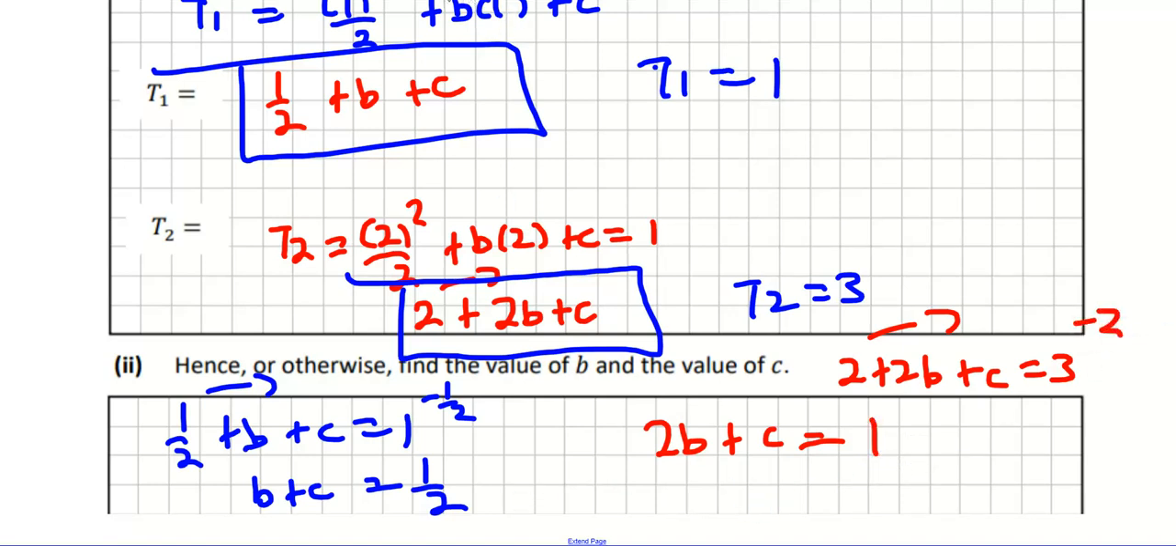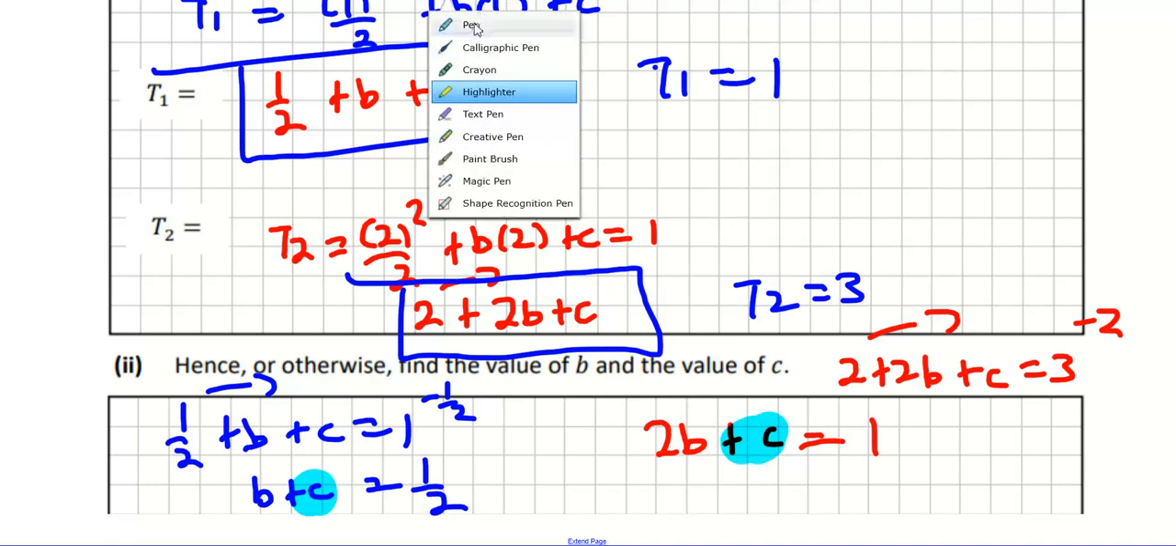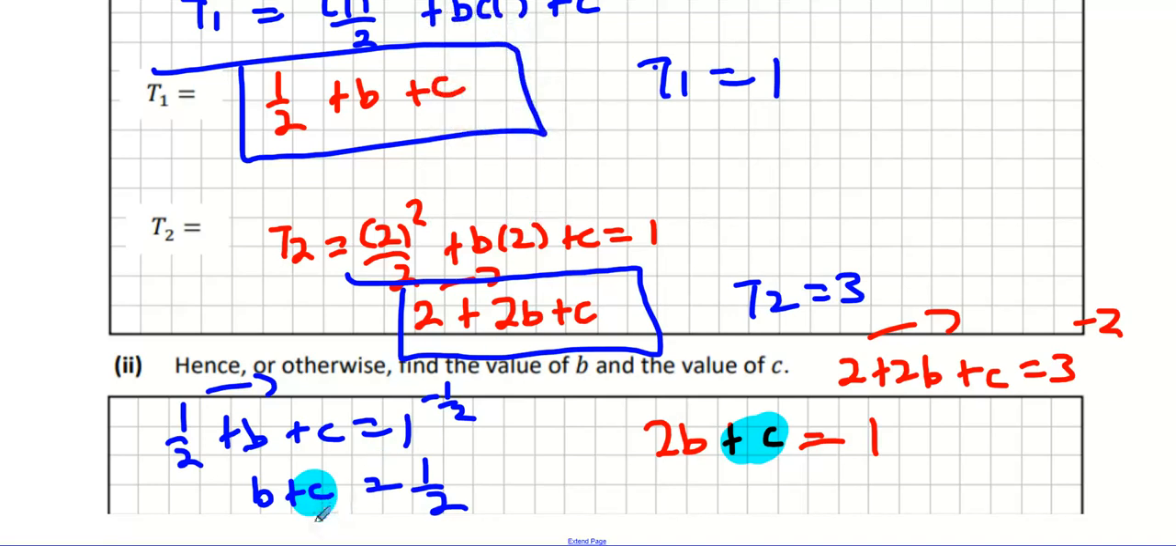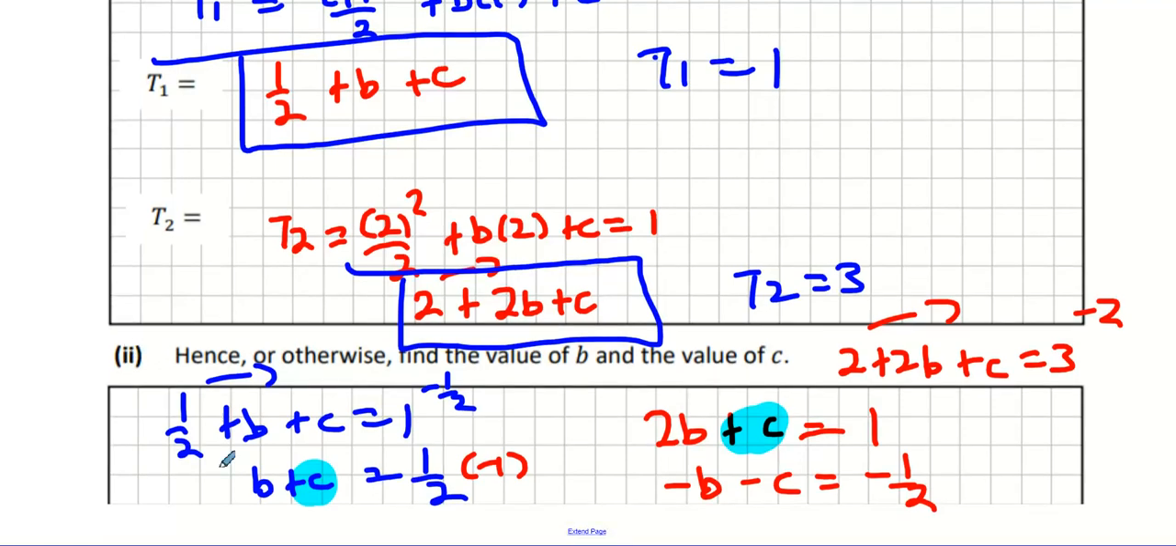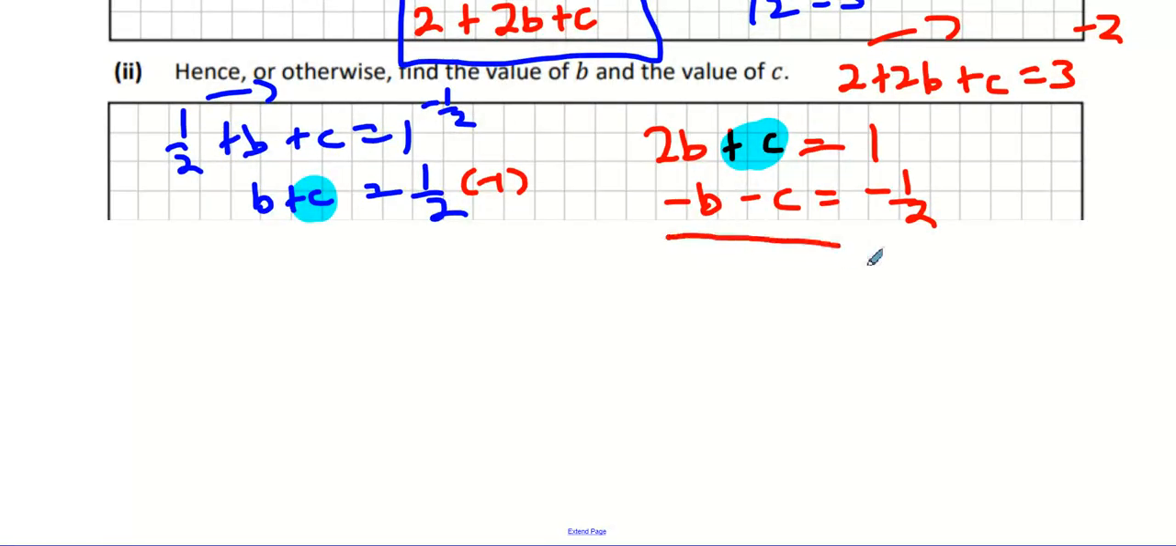Now, all of a sudden, we have a simultaneous equation. I'm going to elect to get rid of the C values. So what I'm going to do is I'm going to see this C value here. I'm going to multiply that by minus 1. I'm going to get minus B minus C equals minus a half. Then we're going to add downwards. And what we're going to get is B. 2B take away B is B. And then we're just going to get 1 take away a half is a half. So B is also equal to a half.